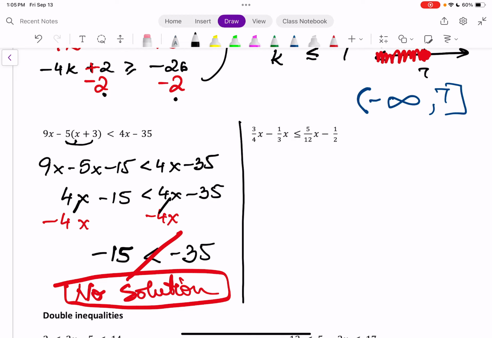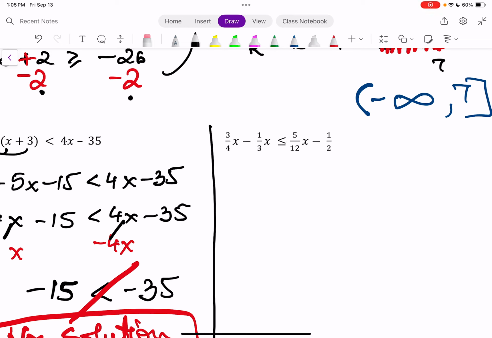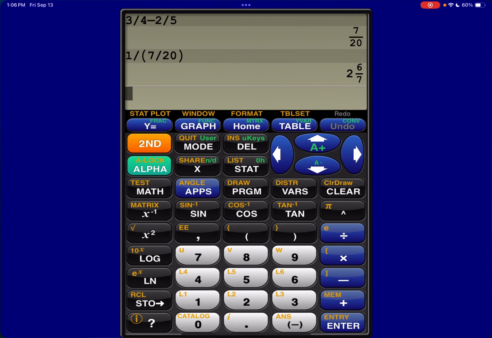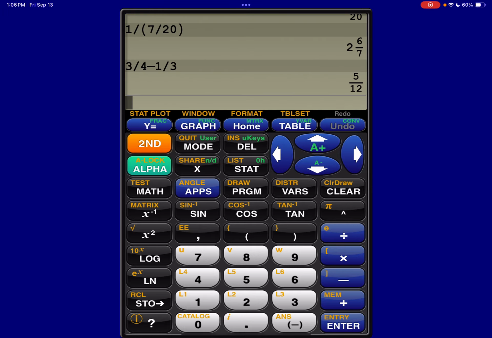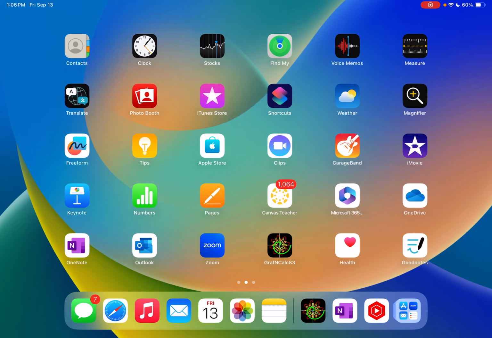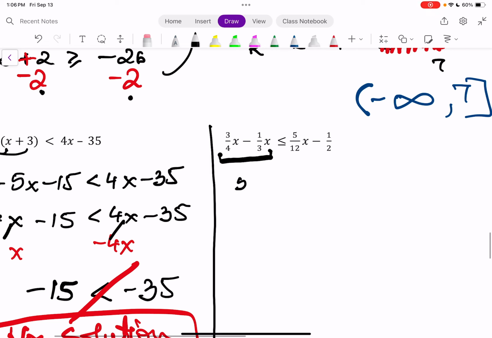So I want to show you one more time, don't get scared of the fact that you have fractions, because you have calculators. As a matter of fact, you see that we have like terms on the left side. They both have x's. So let's use our calculators. What is 3/4 minus 1/3? That's how fast it goes. 5/12. No problems. So I have 5/12 many x's.